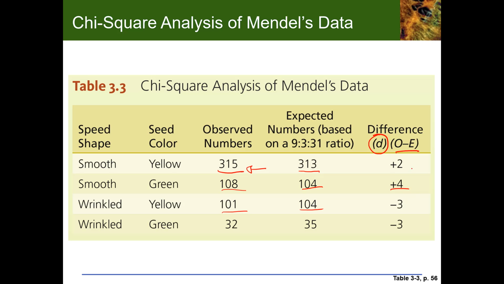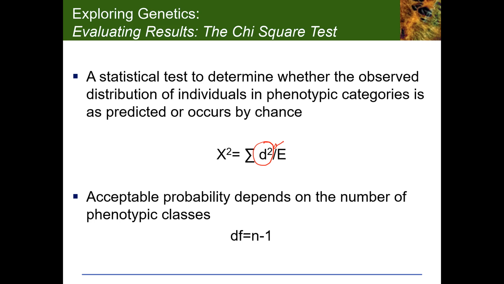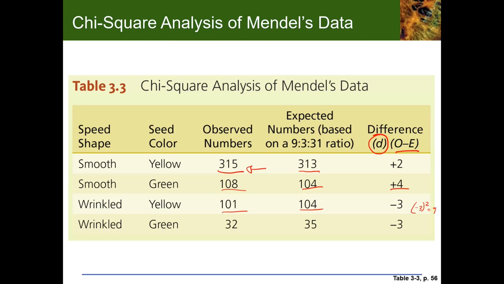But that's why we square it, because that's D. When we make it D squared, it would be negative 3 squared, which would be positive 9, right? So you get a positive value. When you stick it back in here, that would be 9 divided by the expected value. In that case, sorry, expected would be 104, so 9 divided by 104.